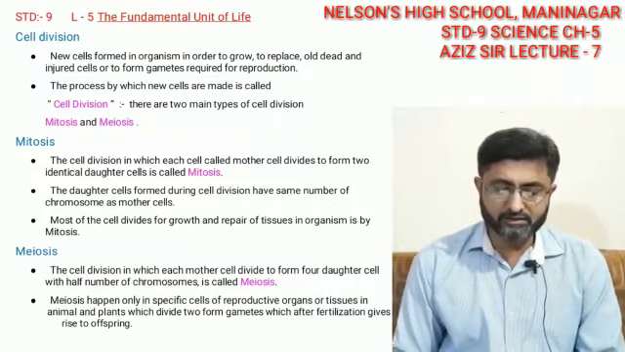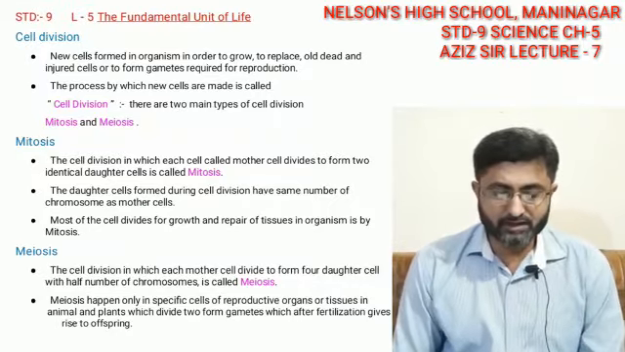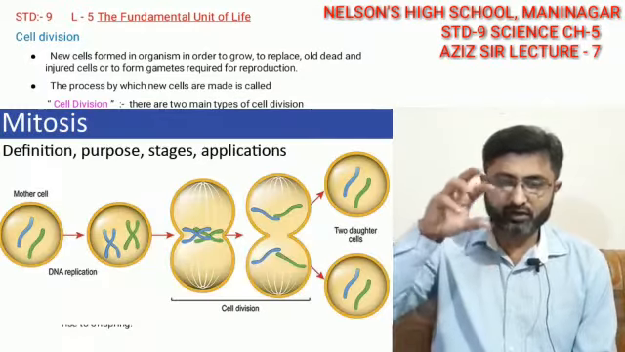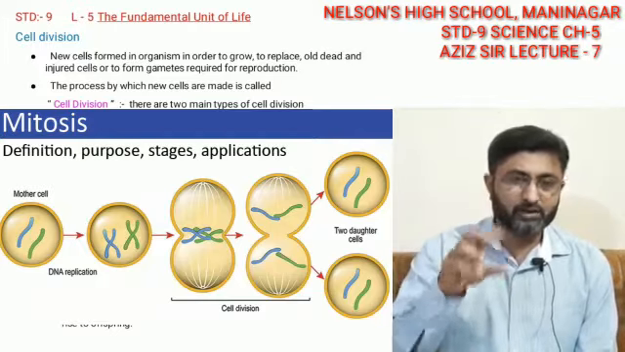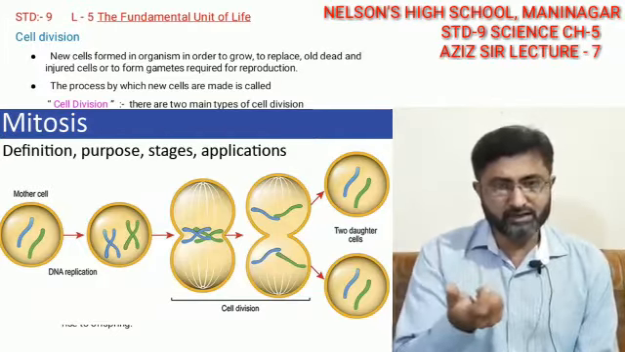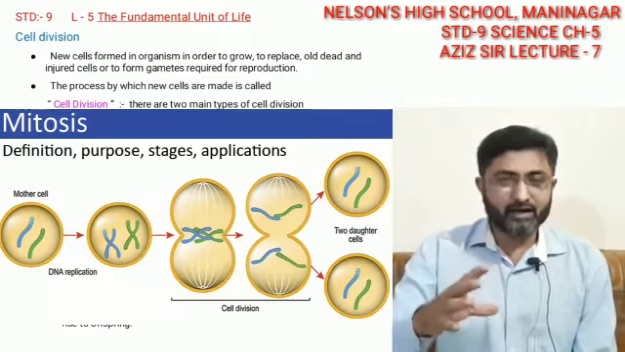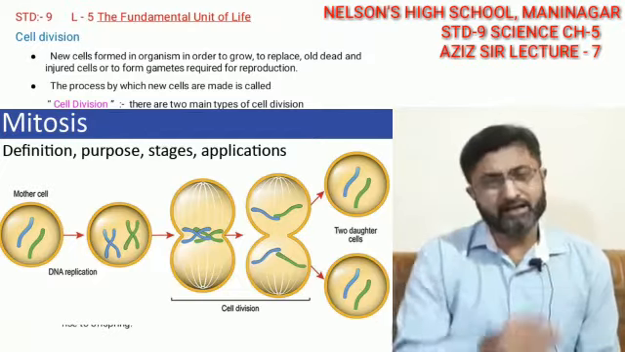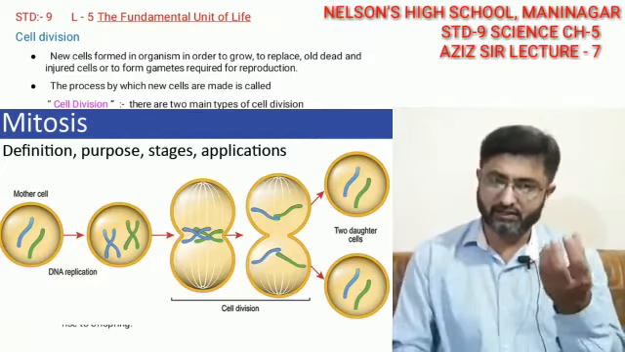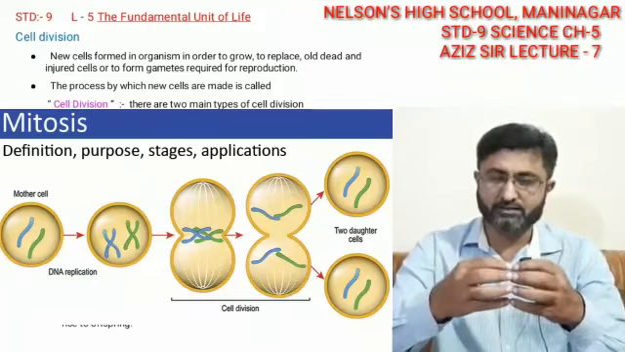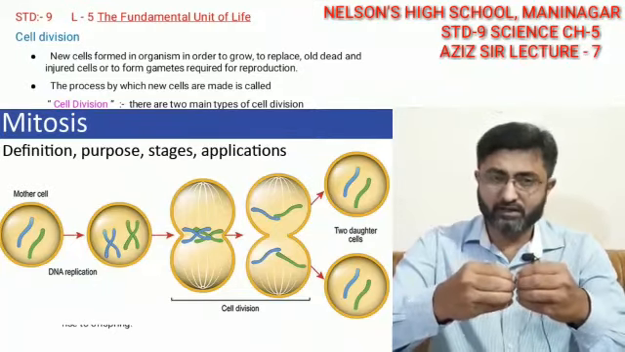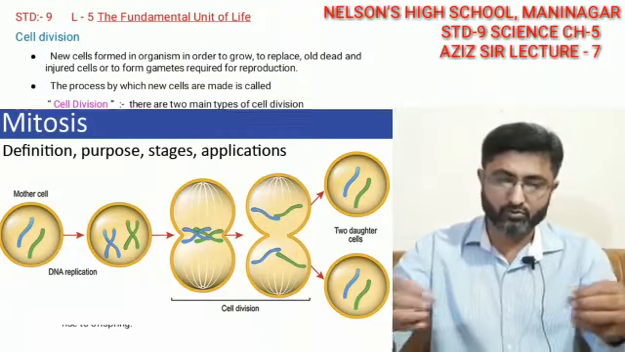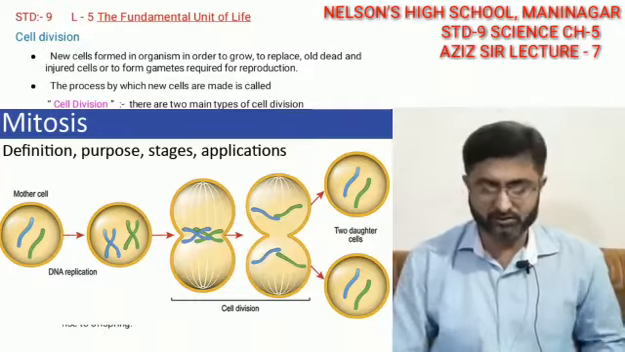Mitosis is the cell division in which each cell, called the mother cell, divides to form two identical daughter cells. That means, as you are seeing in the picture, one mother cell, one original cell which was present in our body, is dividing and giving rise to two cells which are exactly identical to the mother cell. That means one single cell is already present and it is dividing, first the nucleus and then the cytoplasm. That is, a complete cell is dividing, which is called karyokinesis and cytokinesis, dividing into two. So one is a mother cell and the second one is a daughter cell.